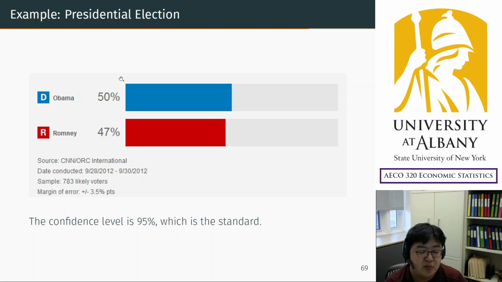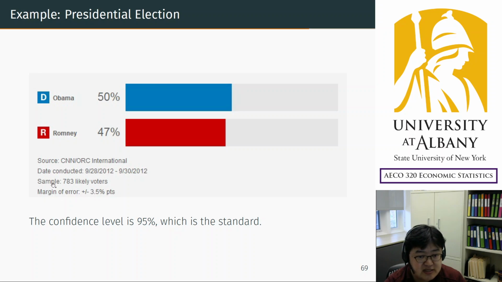So the point estimator is 50%. Let's just talk about the percentage around Obama. So President Obama would receive 50% of votes. That's the point estimator. But here, a margin of error is given. So plus or minus 3.5 percentage points should be considered as a margin of error. So exactly, that's the example of an interval estimator.